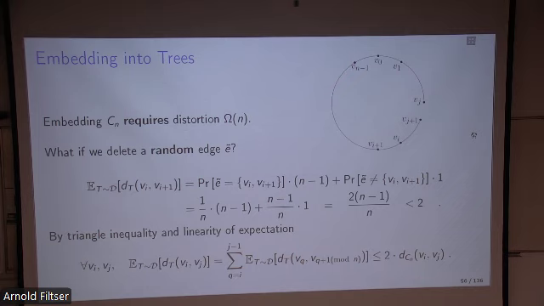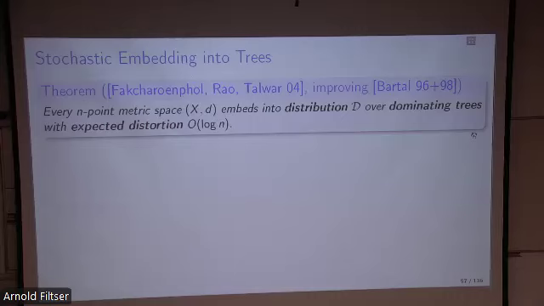Well, we're in trees and we like working with trees. So this could be generalized to any metric space, as was shown by Fakcharoenphol, Rao, and Talwar, improving previous works by Bartal. Any n-point metric space could be embedded into a distribution over dominating trees with expected distortion log n. So this is quite a mouthful. Let's break down this theorem.